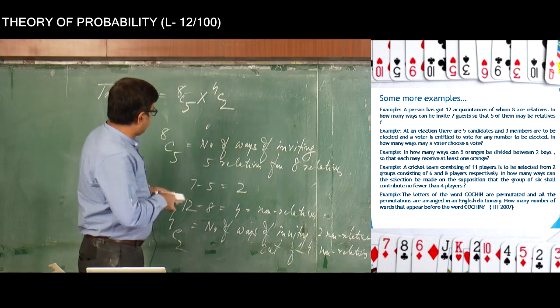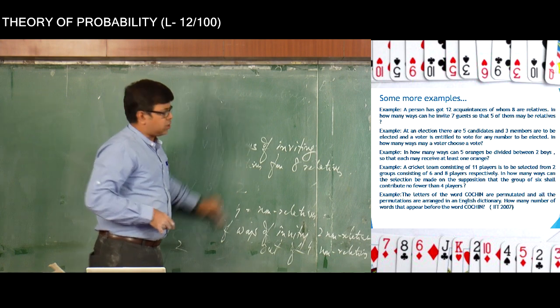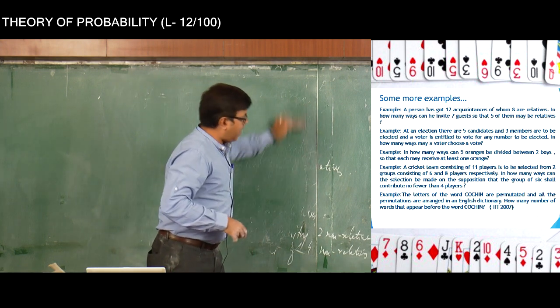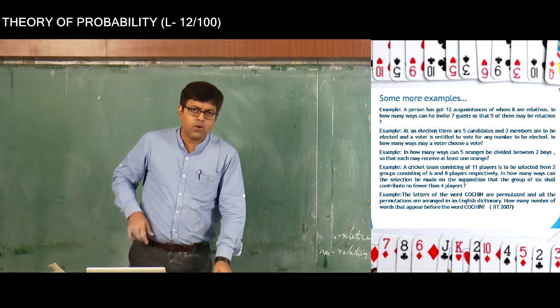Now, the second problem says that at an election there are 5 candidates, okay?